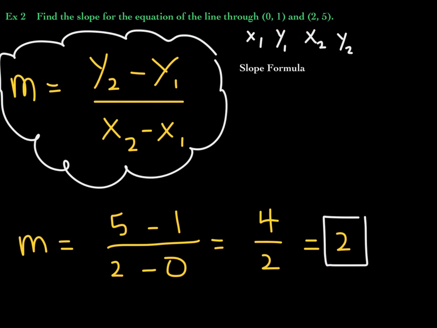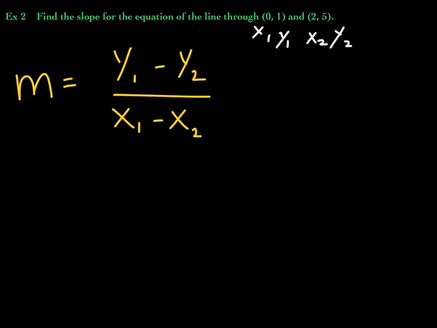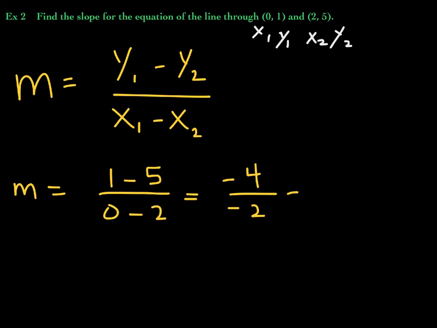The really cool thing is that you get the same slope even if you change the order of these coordinates. So if you do y sub 1 minus y sub 2, and then x sub 1 minus x sub 2, you get the same slope. Allow me to illustrate that now. So with this variation of the formula, we're going to get that m is 1 minus 5 over 0 minus 2. And the reason why the slope will come out the same is because the ratio is the same.